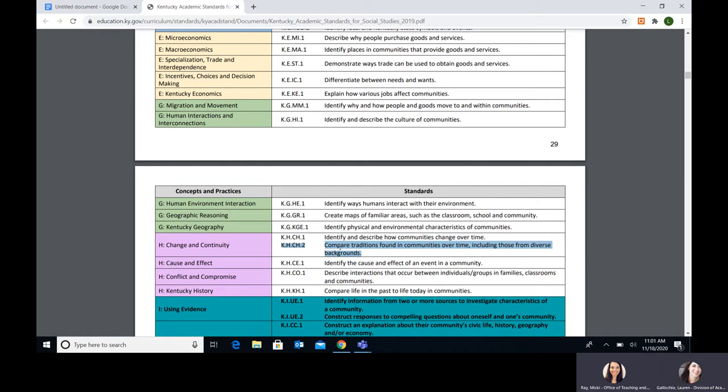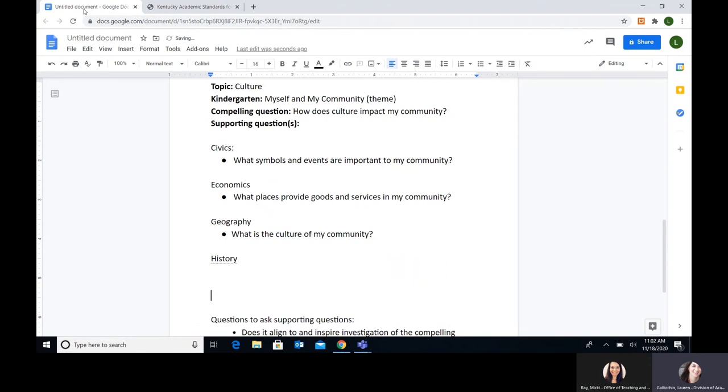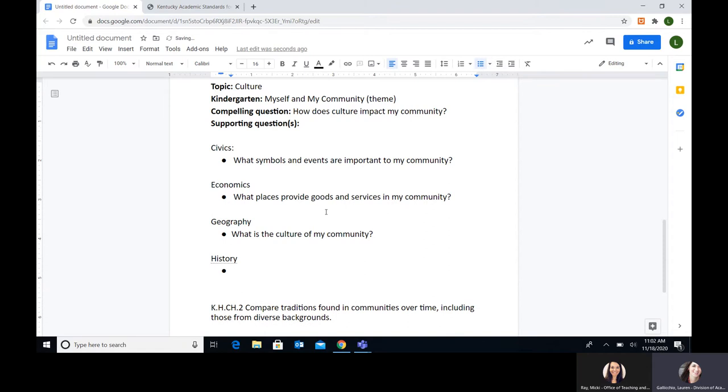Yeah. The cool thing is that we are doing this compelling question in each of the different disciplines, but you can also do more than one, in this case a history standard and exploring culture. We'll focus on the compared traditions for what we're doing right now. But kids can also look at how their community changed over time, which relates to identifying the cause and effect of an event in a community. Why do you have this festival, et cetera? Absolutely. So you have multiple lenses, even just in history, which is nice.